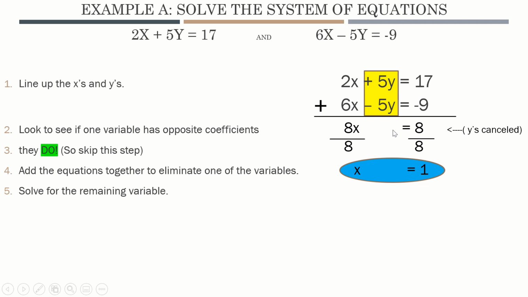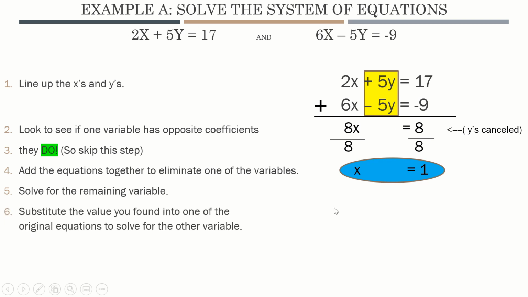But we need to solve for y as well. So what do we do? Substitute the value you found, x is 1, into the original equation to solve for the other variable. So I take my original equation, 2x plus 5y equals 17, and I've written it again, but I substituted x for 1. 2 times 1 is just 2, plus 5y equals 17. And if I subtract 2 from both sides, I'm left with 5y equals 15. Well, we know how to solve from there. Let's divide both sides by 5, and y is equal to 3.